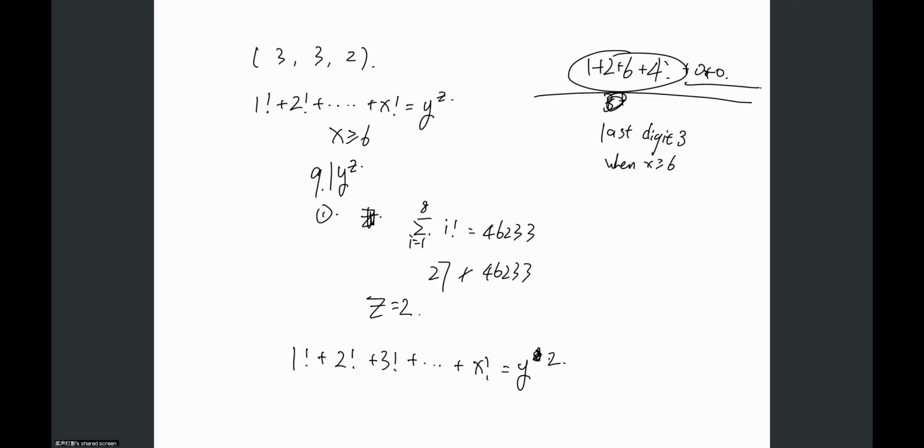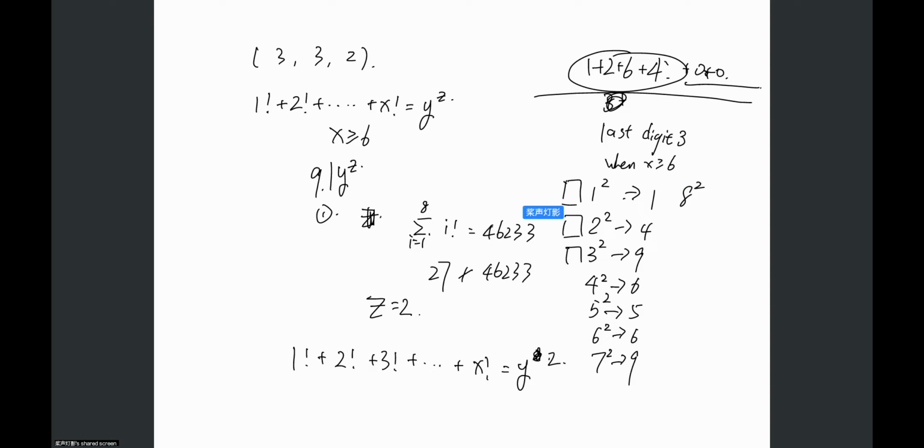Now I'm introducing a quite useful method to check whether it's a square number, which is to check the last digit. So 1 squared has last digit 1, 2 squared has last digit 4, 3 squared last digit 9, 4 squared has last digit 6, 5 has last digit 5, 6 has last digit 6, 7 has last digit 9, and 8 squared has last digit 4, 9 squared last digit 1. So 3 is not on the list.